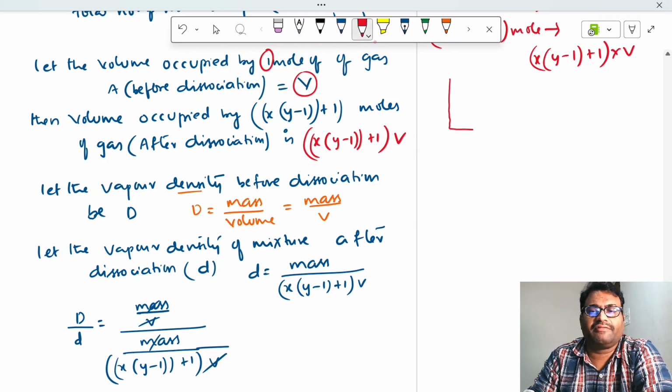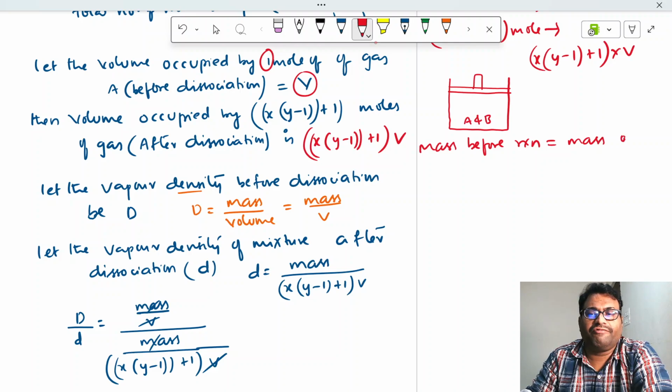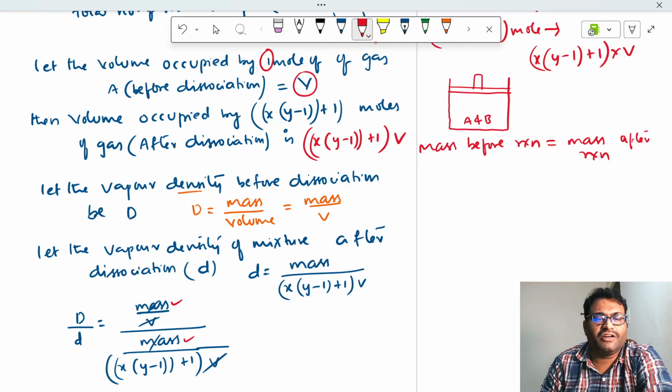See, this is the container. Initially, what is taken? A is taken. After dissociation, what are present? A and B are present. Both A and B are present. And according to the law of conservation of mass, mass before reaction is equal to mass after reaction. So mass before dissociation is equal to mass after dissociation.